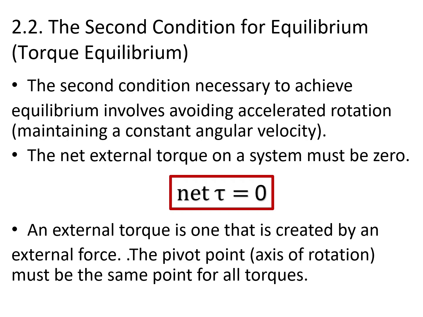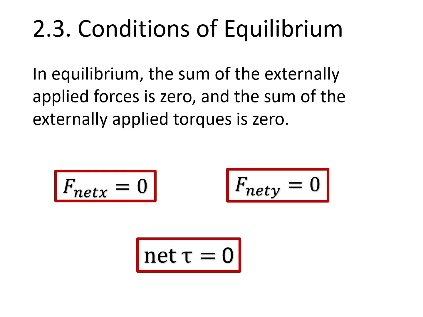For a given torque equation, choose one pivot and stay consistent. Now we can state the full conditions for equilibrium together. For a rigid object to be in equilibrium, two conditions must be satisfied. First, the sum of externally applied forces must be 0. In two dimensions, that means the horizontal forces balance and the vertical forces balance.